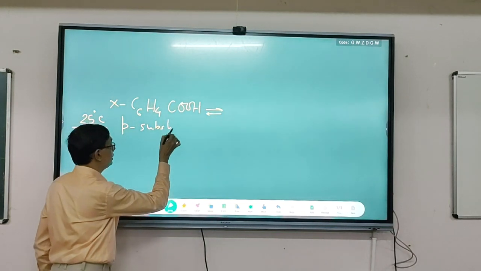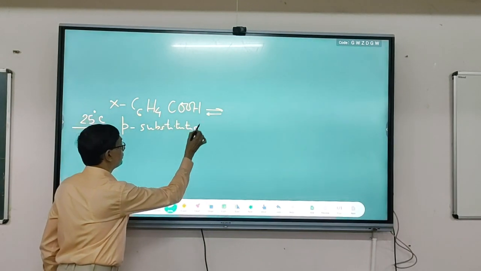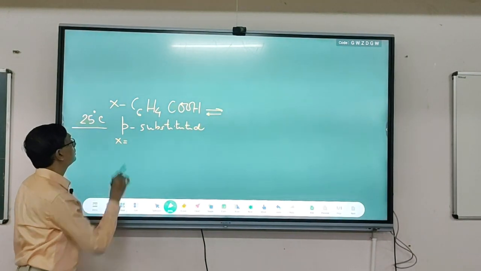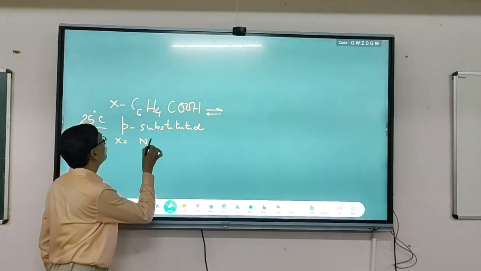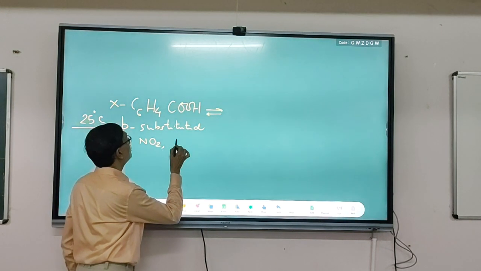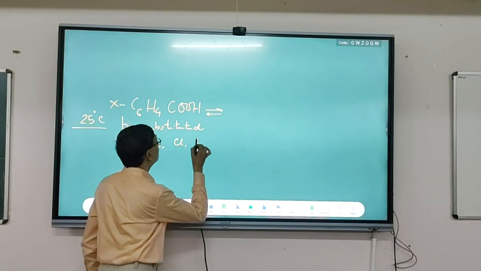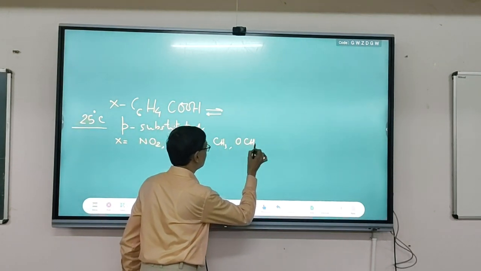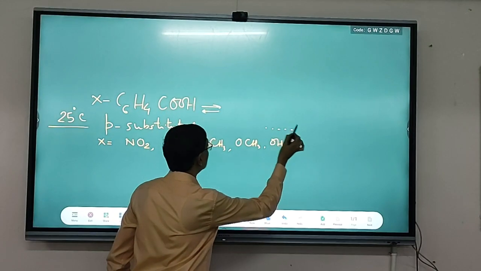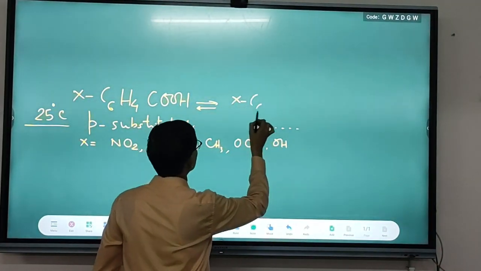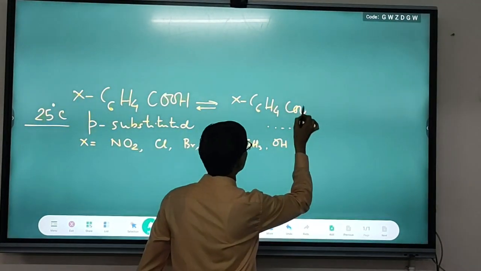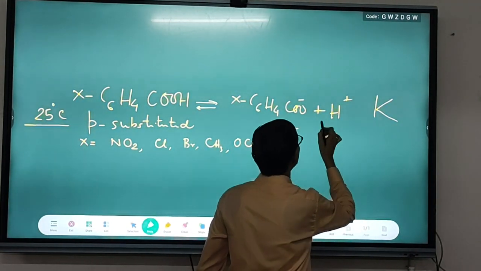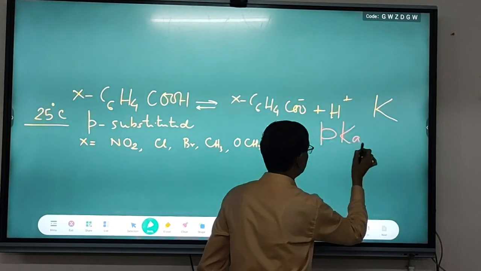After this, I will show the data. Substituted, and X may be nitro, chloro, bromo, for example methyl, methoxy, a large number of them, and determine its K or pKa. It is purely thermodynamic stuff.